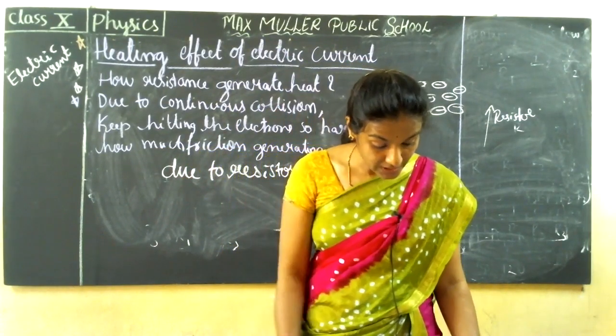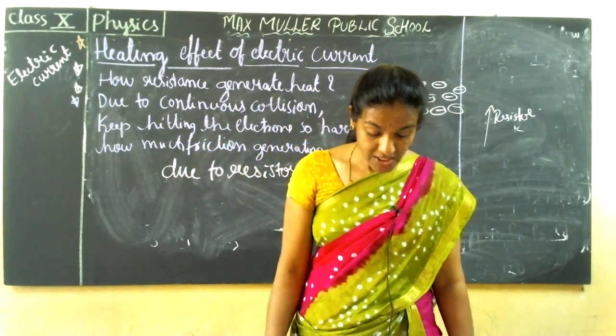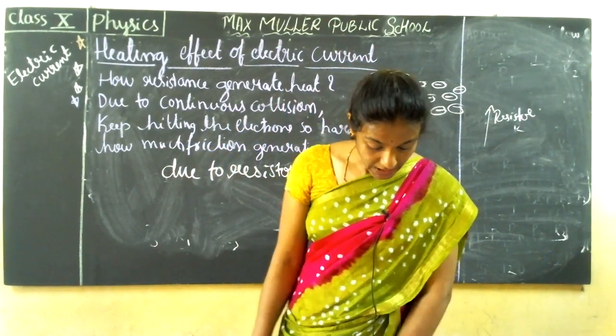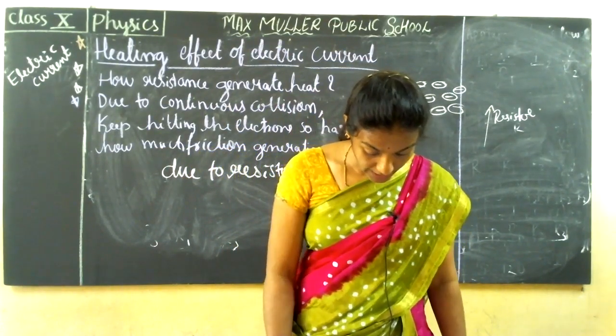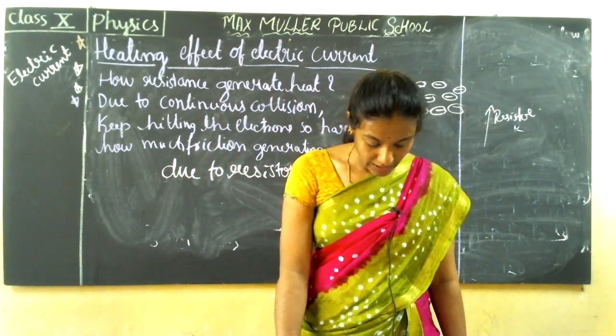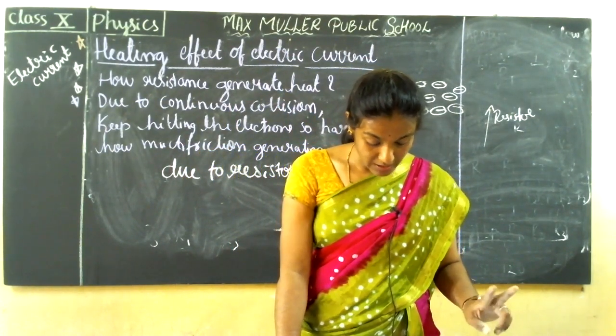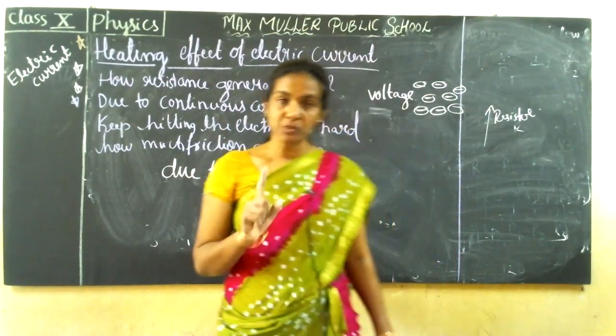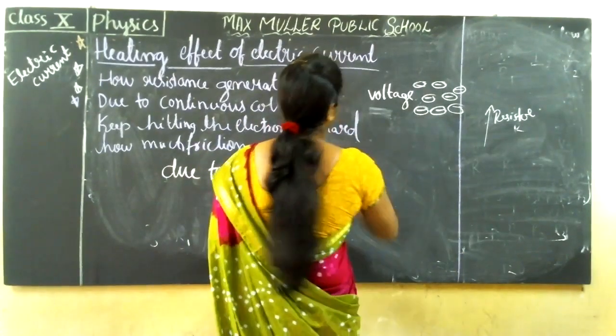What is the formula here? H is equal to VIT, and another one is H is equal to I square RT. Okay, two formulas are given here. Let me explain to you how you will get that one.